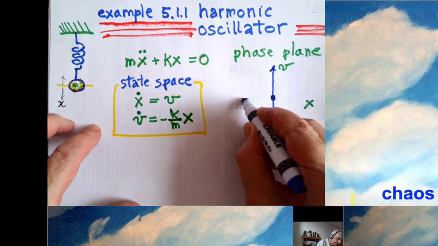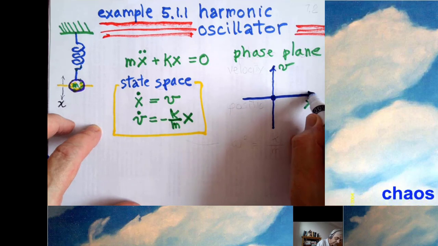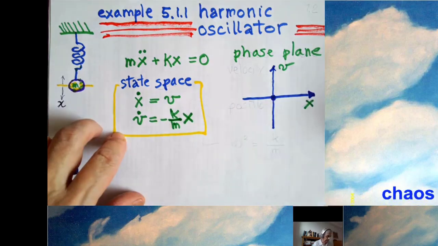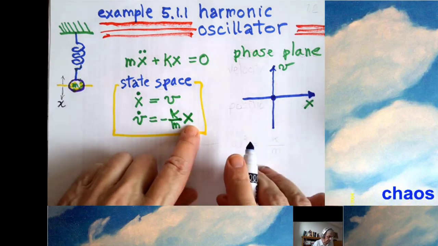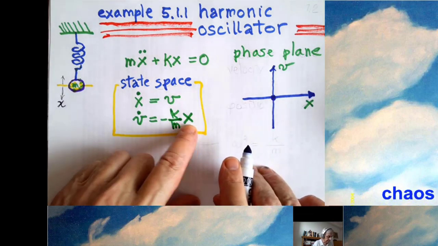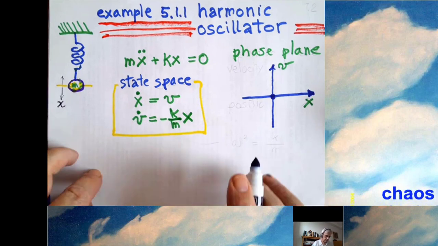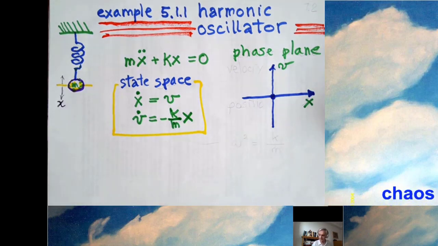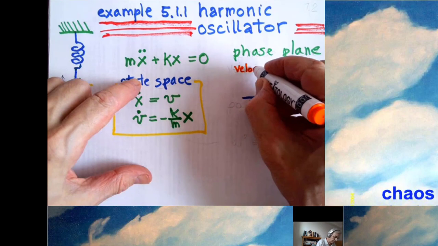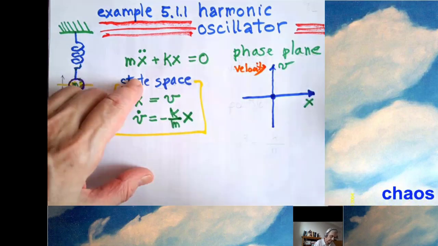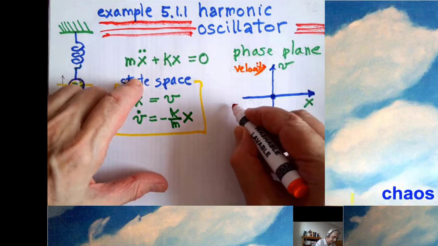The origin is our fixed point where, if both velocity and position are at the origin and they're zero, then nothing will happen because rates of change are going to zero. So that's a fixed point. Velocity. And then it's position.